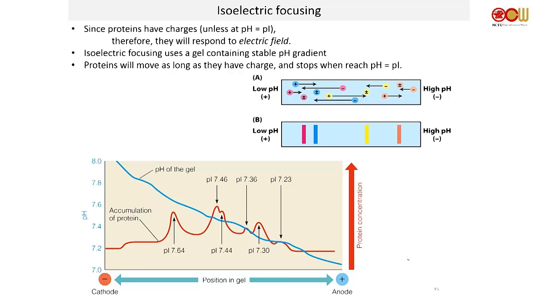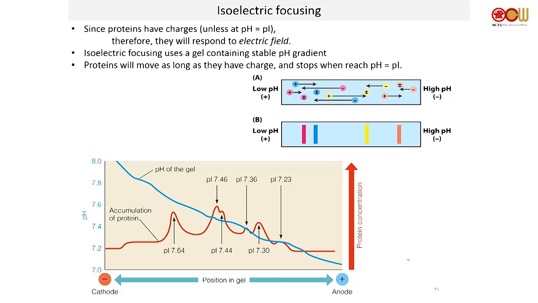Actually, this is the reason why I was talking about PI. Since proteins have charges, unless pH is equal to PI, they will respond to an electric field depending on whether at this particular pH it's positively charged or negatively charged. So isoelectric focusing will use a gel that contains a stable pH gradient.